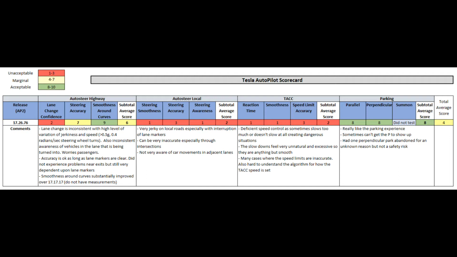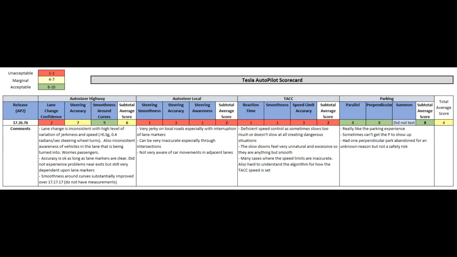So if I start with auto steer highway, clearly the lane change confidence was the big problem, jerking us around, accelerations greater than half a G in the lane change, steering wheel moving at 0.4 radians per second or higher. So the lane change is poor. I gave it a 2. The steering accuracy on the highway is actually not so bad. I hear people have concerns about exits and various things, but I didn't see a lot of that. But it is very dependent on the lane marking, so I gave it a 7.